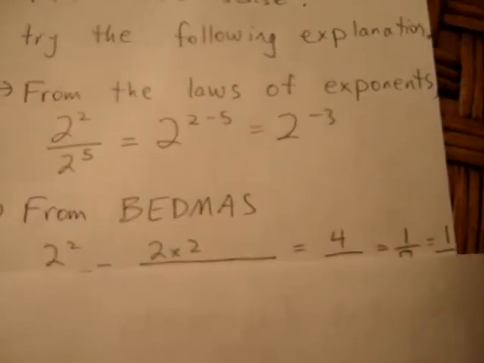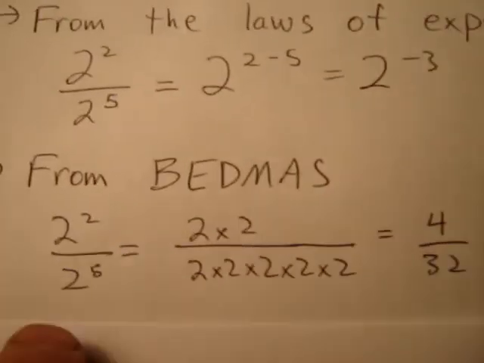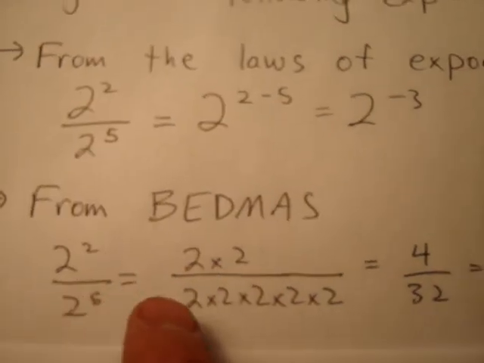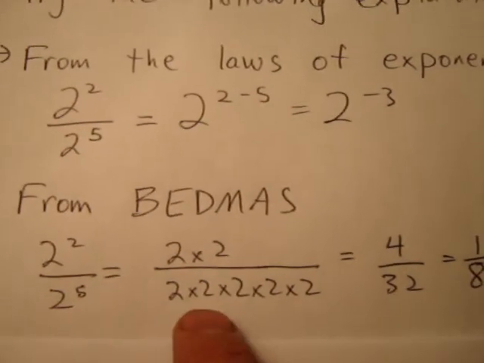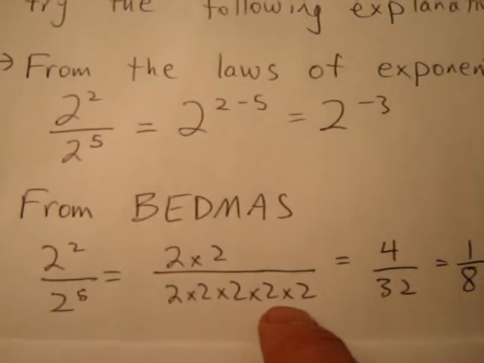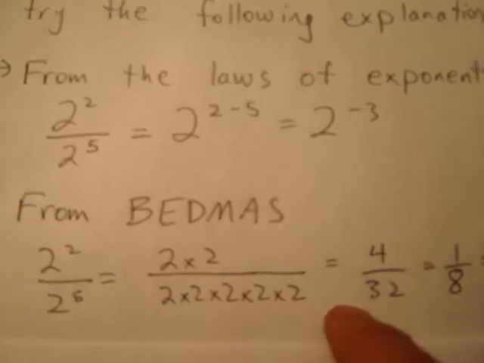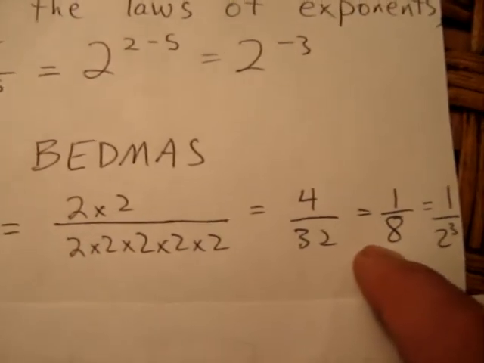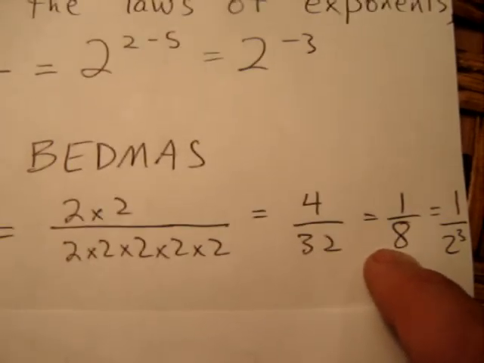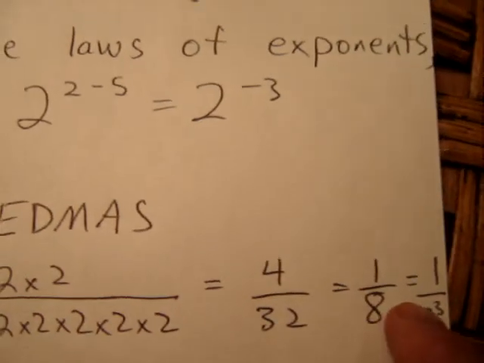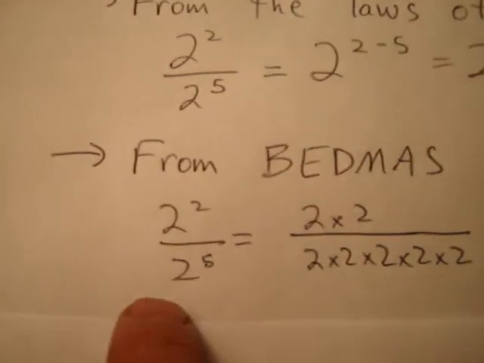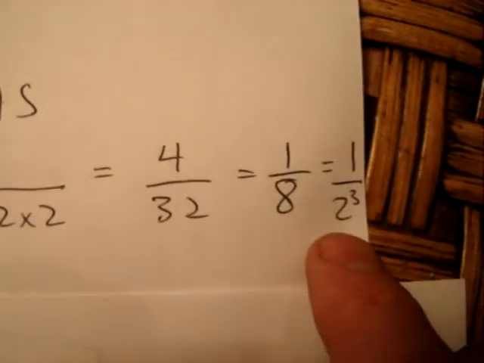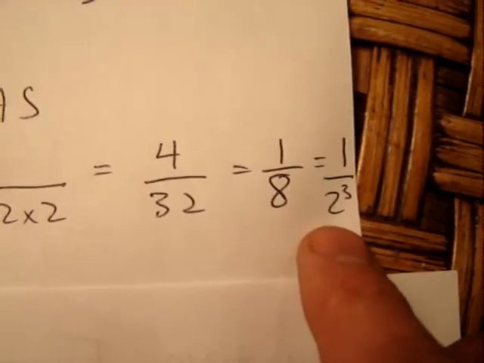All right. Well, from BEDMAS, we know that 2 to the 2 is 2 times 2. 2 to the 5 is 2 times 2 times 2 times 2 times 2, which would then come out to 4 over 32, or 1 over 8. And since we know that 8 is 2 times 2 times 2, we can say that 2 to the 2 over 2 to the 5 equals 1 over 2 to the 3.